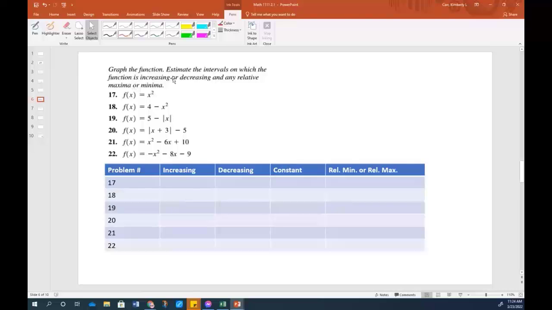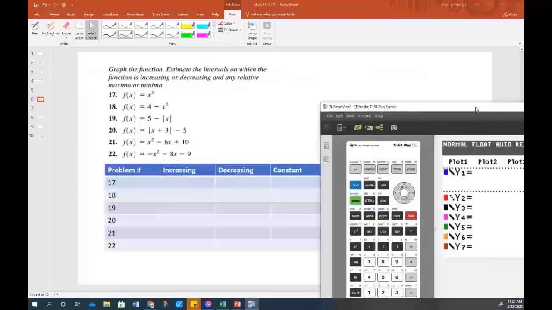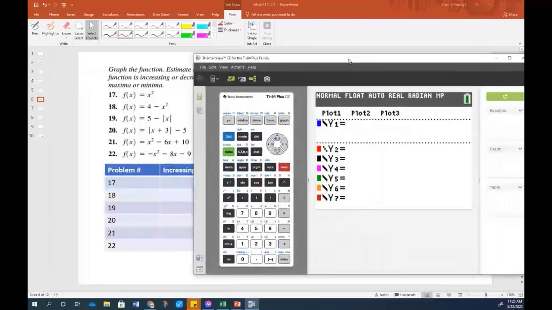So this says graph the function and estimate the intervals on which the function is increasing, decreasing, and find any relative maximum or minimum. So I'm going to bring up my graphing calculator, and I will share it with you, and then we will do those things, and I'll show you how to use the calculator to get those values. Okay, so I'll try to share as much of this at once as I can.